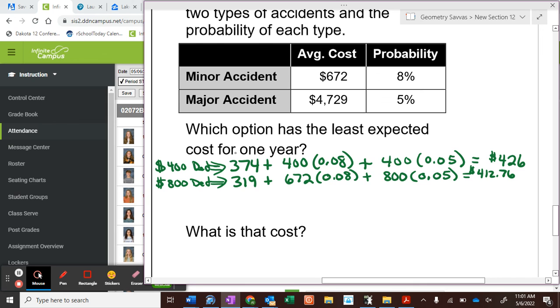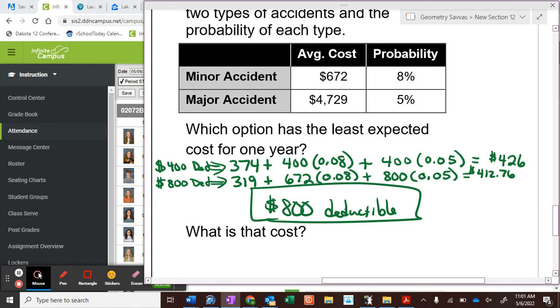So, which option has the least expected cost for 1 year? The $800 deductible. So that's the answer for the first part. What is the cost? $412.76. And there you go.